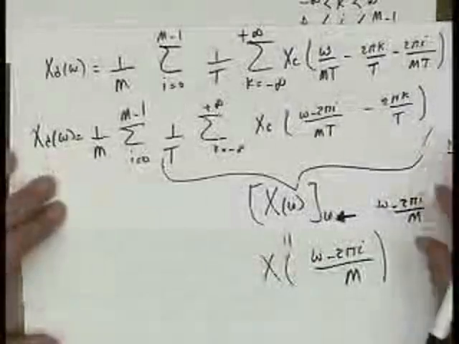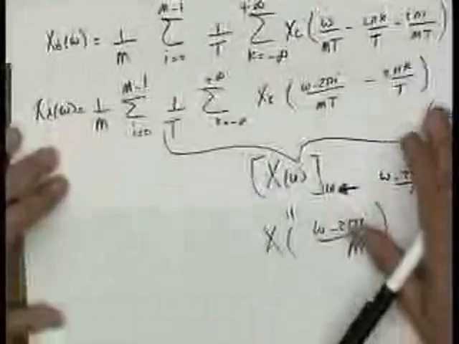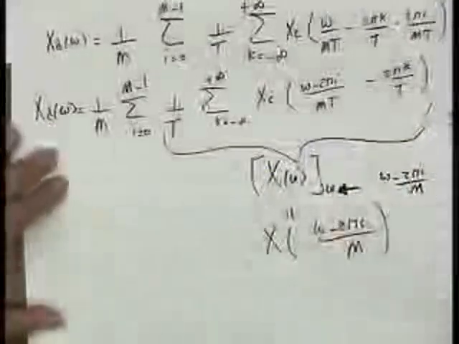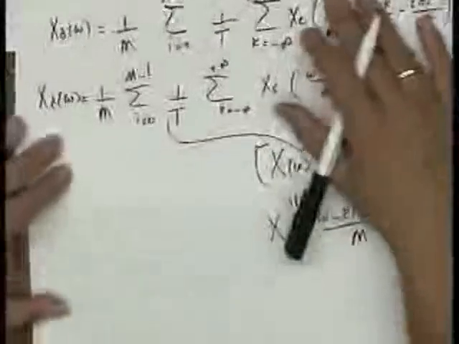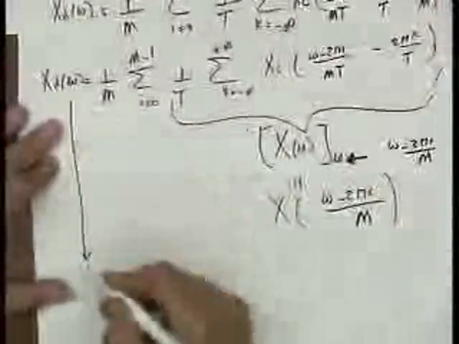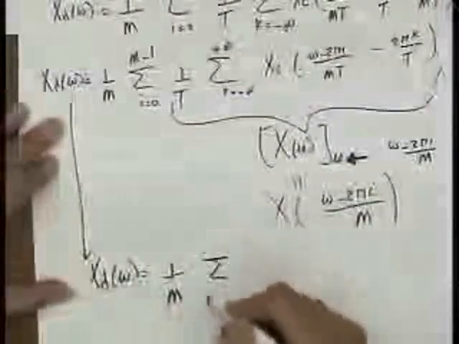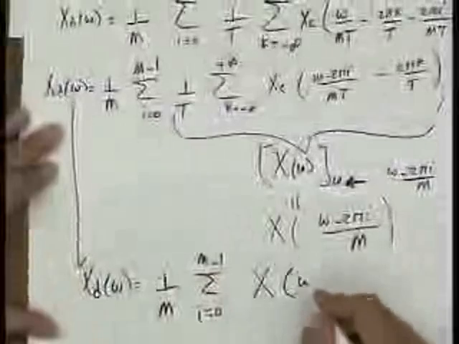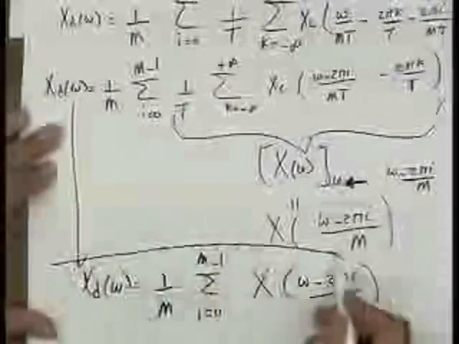Okay? It's straightforward manipulation of symbols and equations. Nothing more to it. But when we're done with that, then we're going to draw the pictures, and then you get the intuition. And from then on, you can live with the picture and not have to deal with equations anymore. So what that means here is x sub d of omega is 1 over m, summation from I equals 0 to m minus 1 of capital X of omega minus 2 pi I over m, which is exactly what I was going to find out.